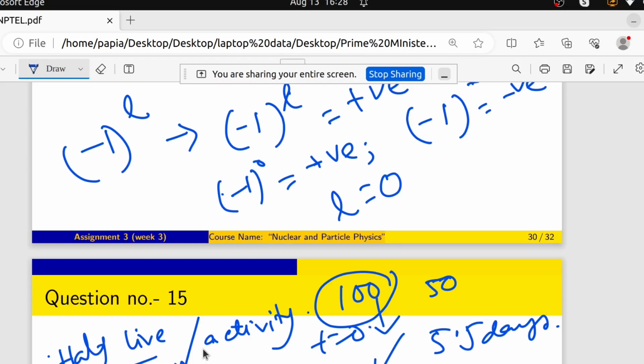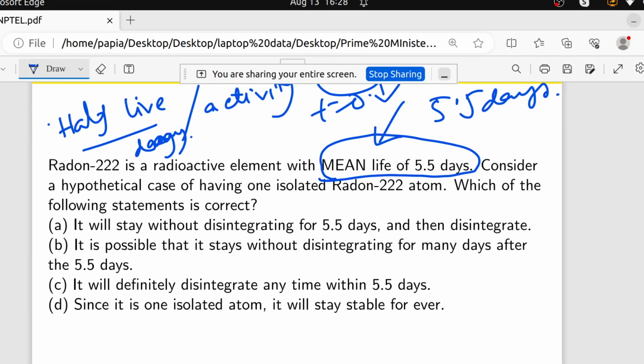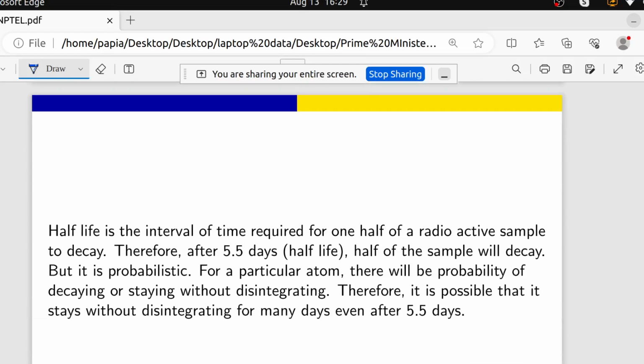But mean life means, as it is shown, Radon 222 is a radioactive element with mean life of 5.5 days. Consider a hypothetical case of having one isolated radon. Which of the following statements is correct? See here, half-life is the interval of time required for one half of a radioactive sample to decay. Therefore, after 5.5 days, if it is a half-life, half of the sample will decay, but it is probabilistic.